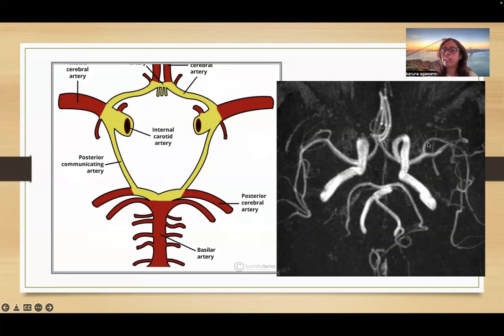This is an MIP static image of the same, where we can see these are the A1 segments of the ACA. This is the internal carotid and P1 segments of both the PCAs. PCOMs are not well visualized here, may be absent or hypoplastic.